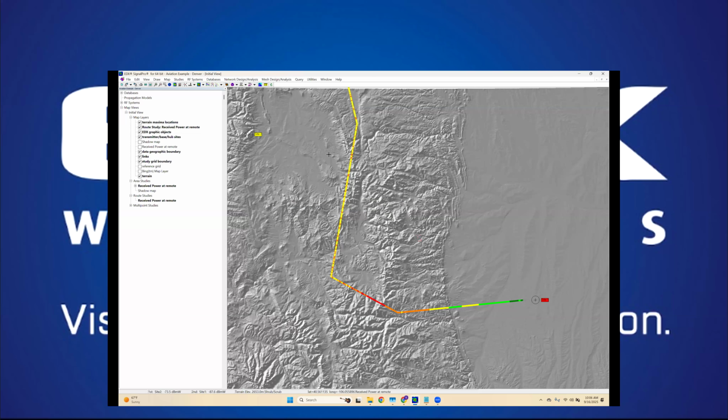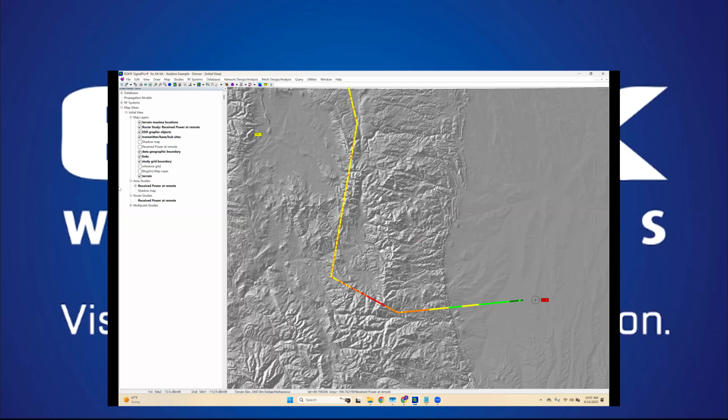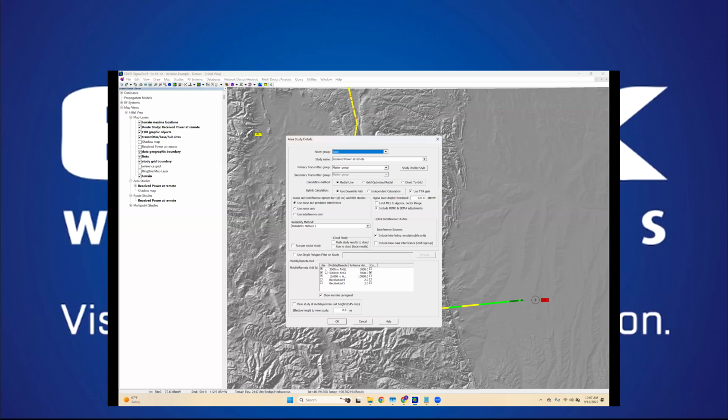In the case of an area study, we would typically plot or create different mobile remote units at different flight levels. Then when we set up an area study, we can choose which mobile remote units we want to run that area study with, and it'll give us all three of those layers. This is a somewhat new feature in SignalPro, the ability to run a study for multiple different mobile remotes that you've set up. And this is really useful for all kinds of different use cases, not just aviation.